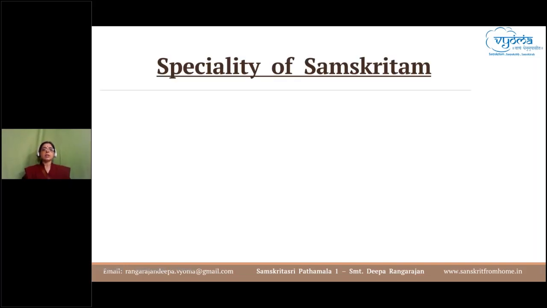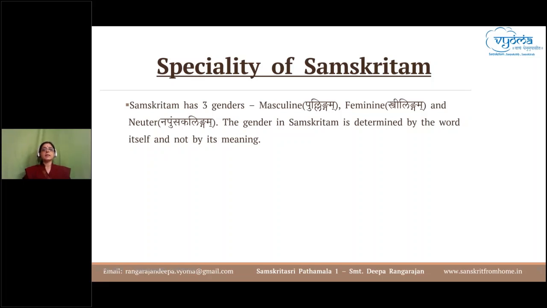Before that, I would like to mention a couple of points. Sanskritam as a language has 3 genders: masculine, called Pullingam; feminine, called Strilingam; and neuter, called Napumsakalingam. These 3 genders are common in many languages. But in Hindi, we have just 2, Pullingam and Strilingam, the masculine and the feminine.